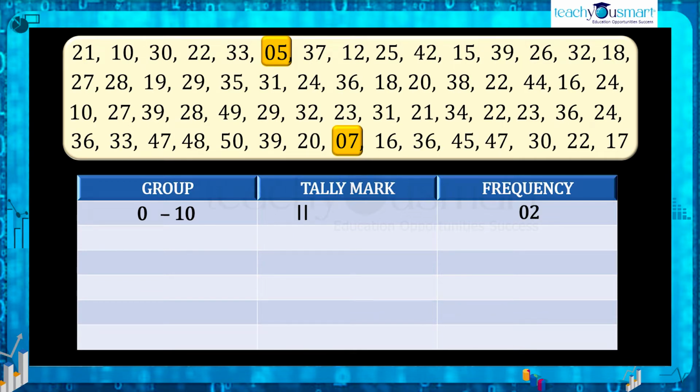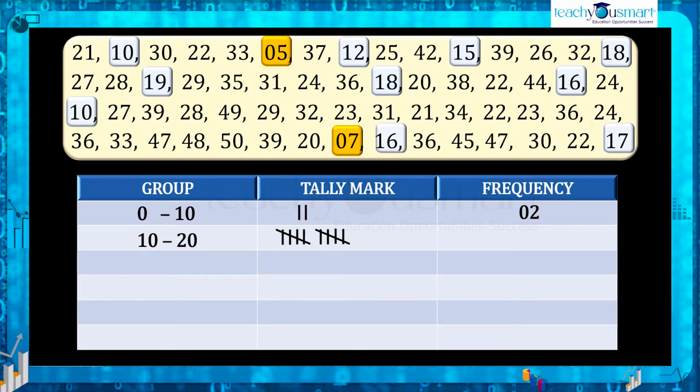The marks obtained by the students between 10 and 20 are 10, 12, 15, 18, 19, 18, 16, 10, 16, and 17. Therefore, the frequency is 10.